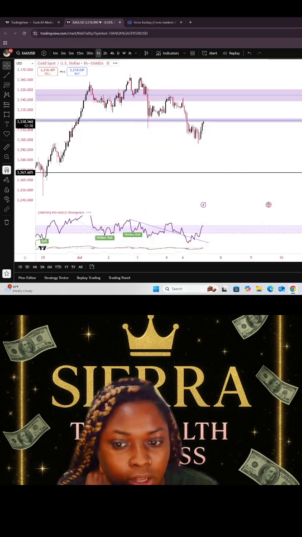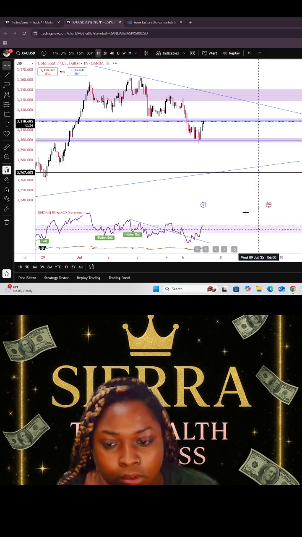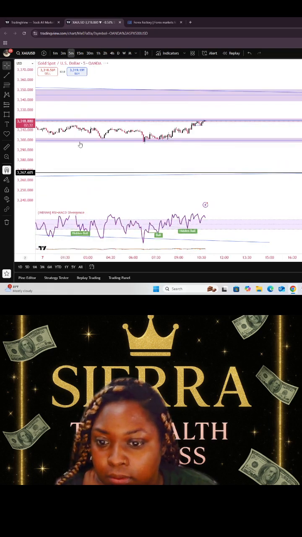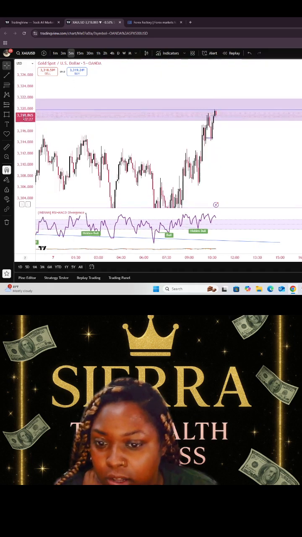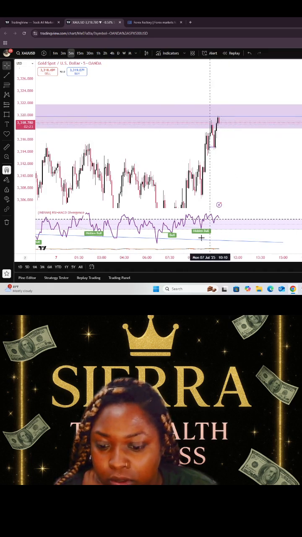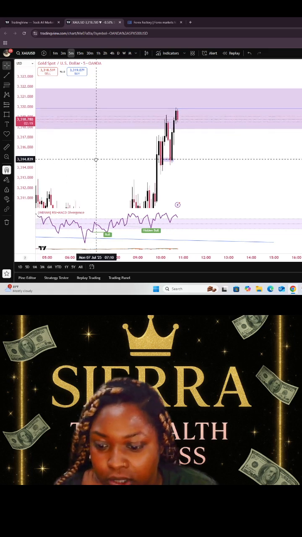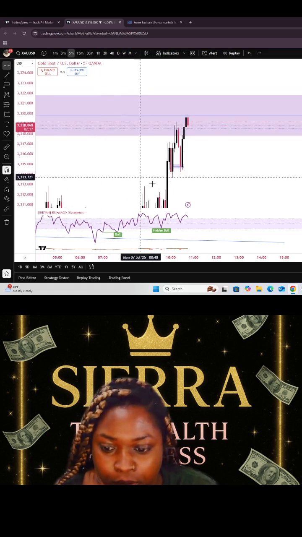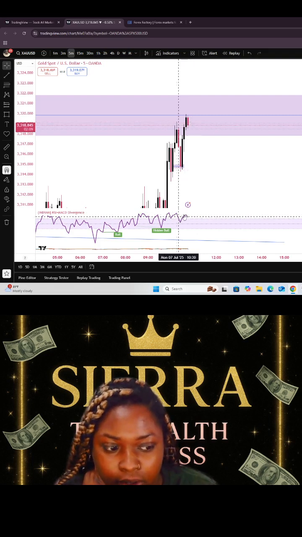Let's go back to gold. All right, gold on the 5 minute. We're still struggling to break this zone, okay? But we haven't gotten a signal to let us know what to do yet. All right, we do have a double top here on our indicator. Looks like price is trying to make a lower high on the indicator.